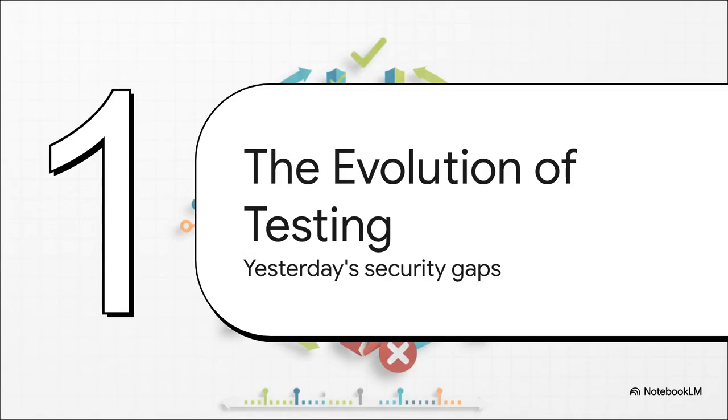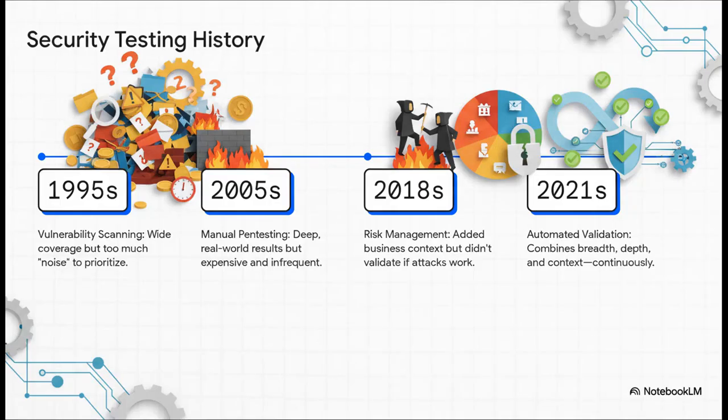For decades, we've been trying to find these gaps, but the methods we've used have had to change like crazy just to keep up. What worked back in the 90s, or heck, even 5 years ago, it just doesn't cut it anymore. This timeline here really tells the whole story. We kicked things off in the 90s with vulnerability scanning. It was great for finding a ton of stuff, but it created these huge reports of maybe problems that were almost impossible to sort through.